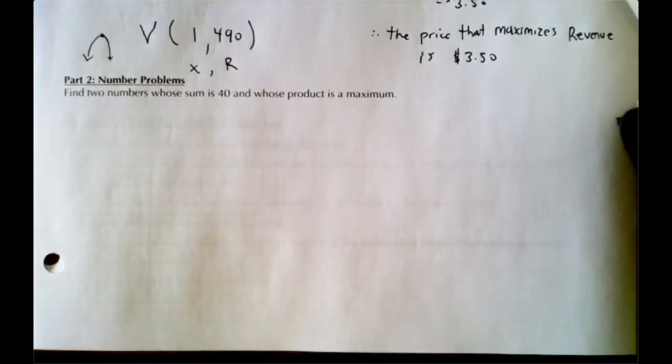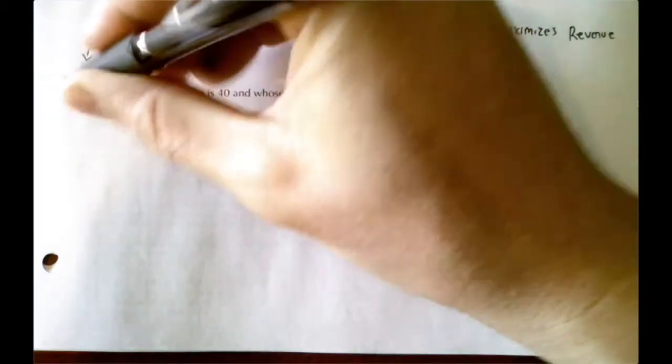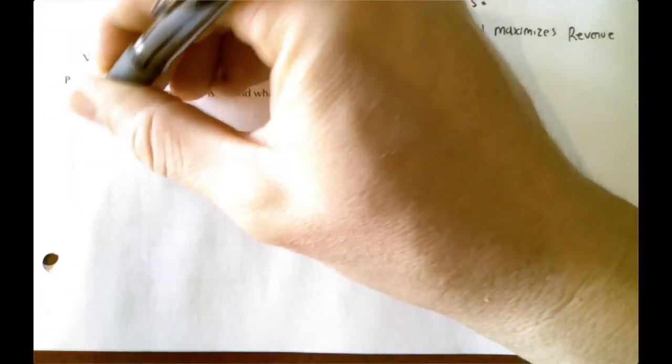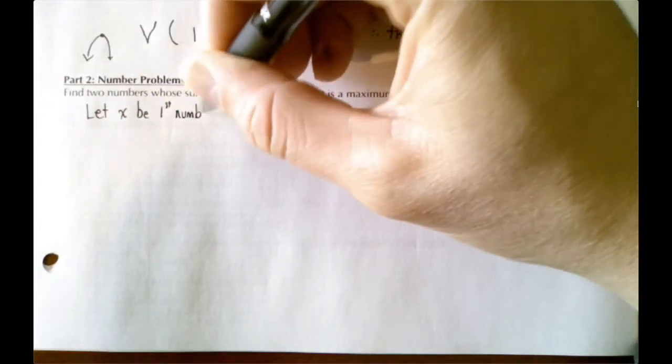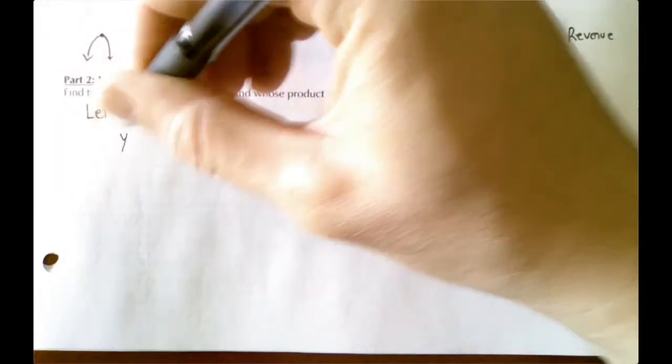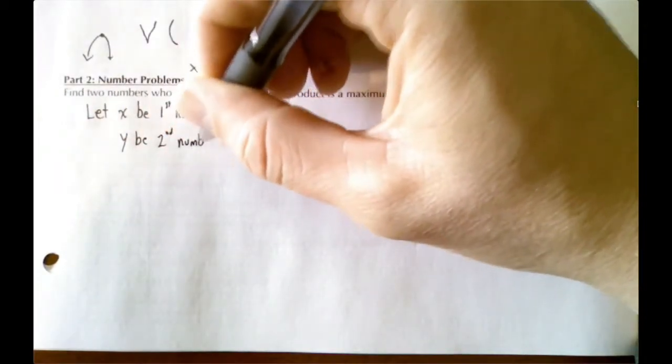Find two numbers whose sum is 40 and whose product is a maximum. All right, so what do we got here? Well, we got two numbers. Our two numbers are, let's call them x and y. Let x be the first number and y be the second number.